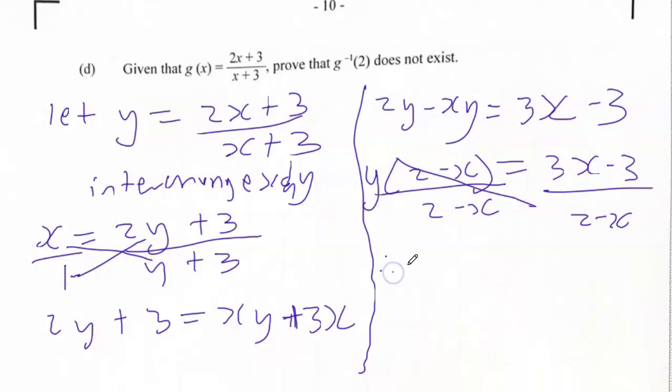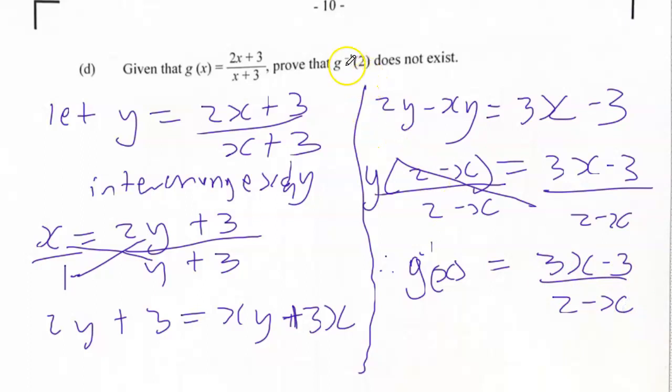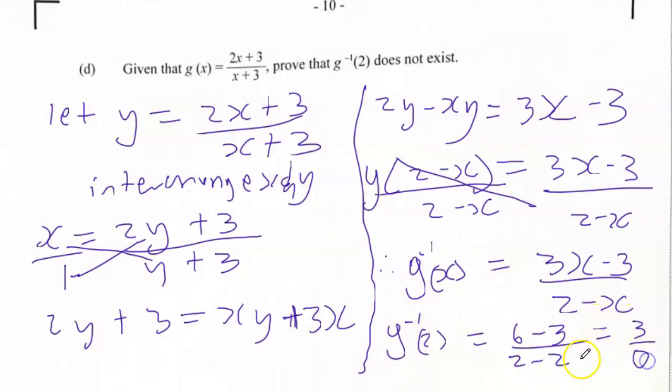So therefore, g inverse x is equal to 3x minus 3 over 2 minus x, and g inverse 2, replace x with 2. That's 3 times 2, that's 6 minus 3, over 2 minus 2. Replace x with 2, that's 3 over 0, which is undefined.